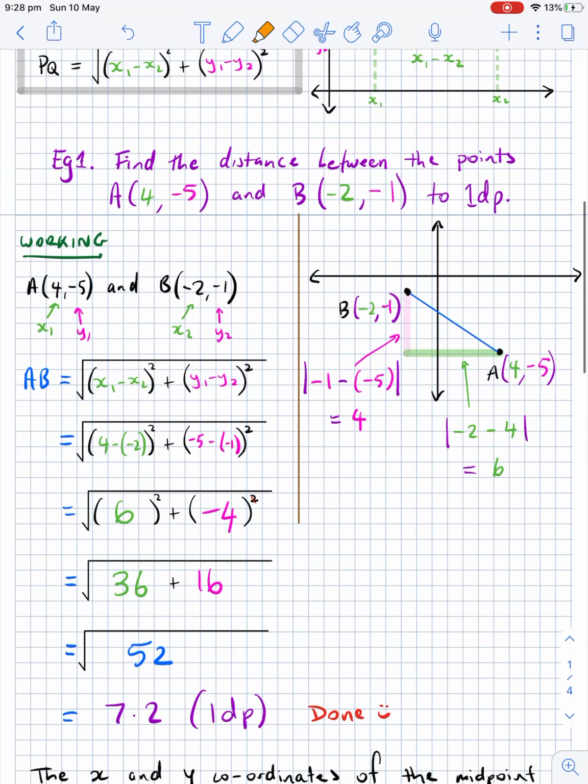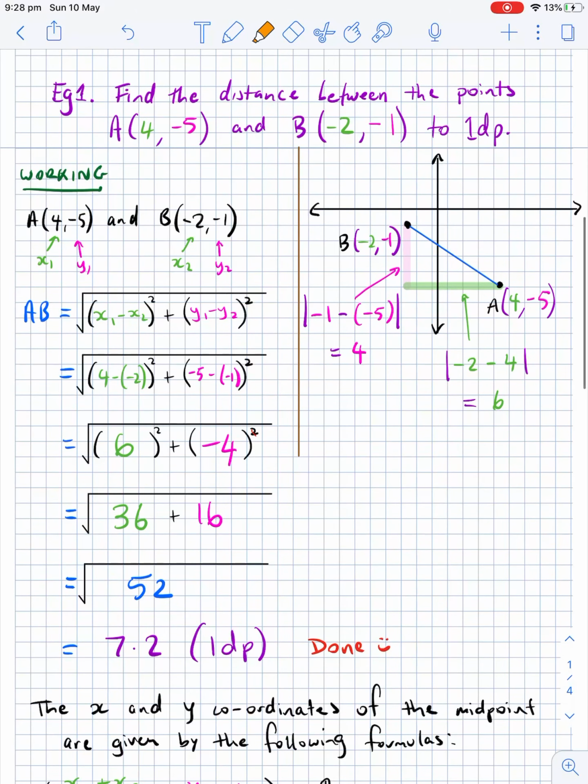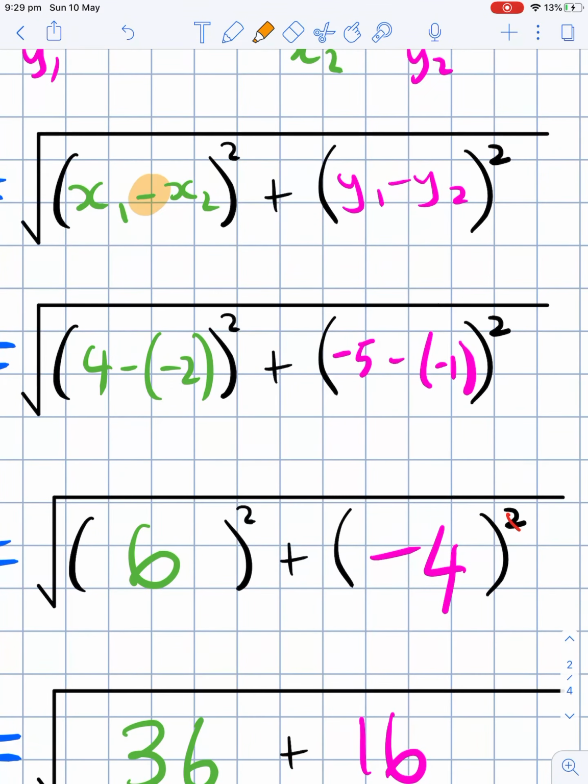Let's do an example. Find the distance between the points A and B, where we've given you the coordinates, to one decimal place. Okay, so for A, we can see x1 and y1 are there, and we can see that x2 and y2 are right there. We can literally use our formula and just substitute in. So 4 is x1. X2 is -2. Notice that this minus here has to come down, and x2 changes to a -2.